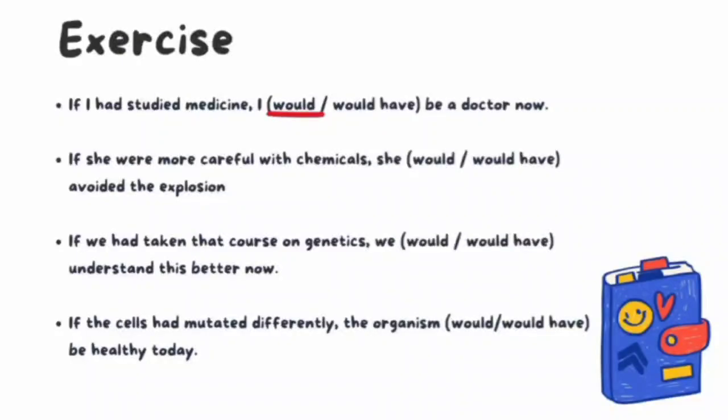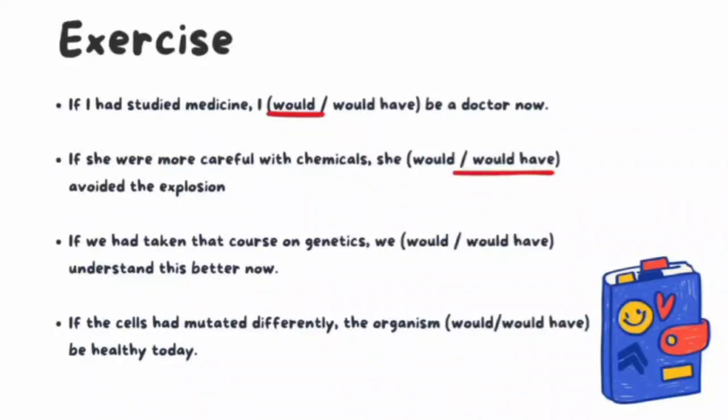Now, let's move to the next question. If she were more careful with chemicals, she would or would have avoided the explosion. The right answer is she would have. Because this is a second third condition, which is a present condition and past result. Again, you can check the structure to confirm it.